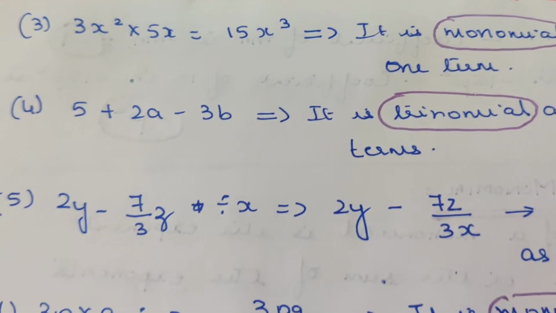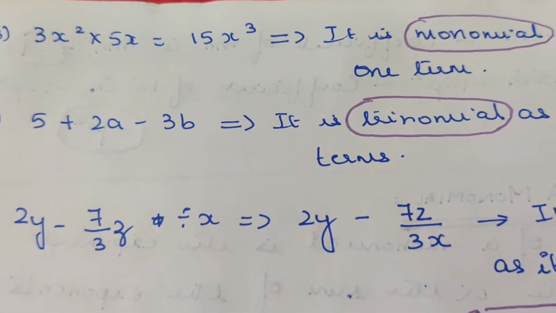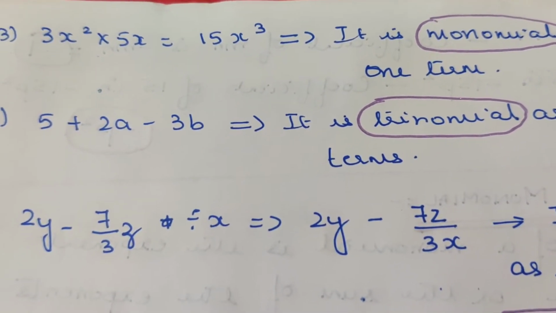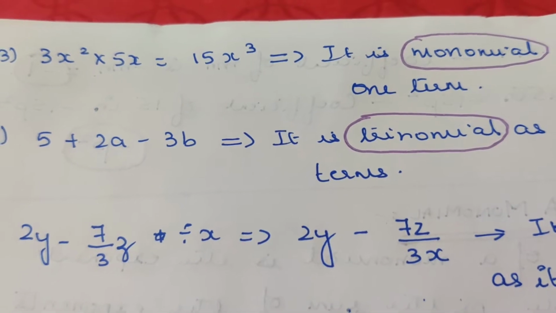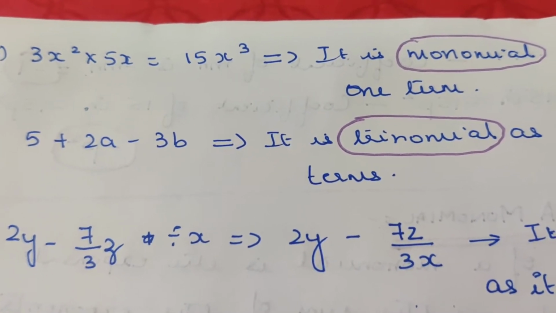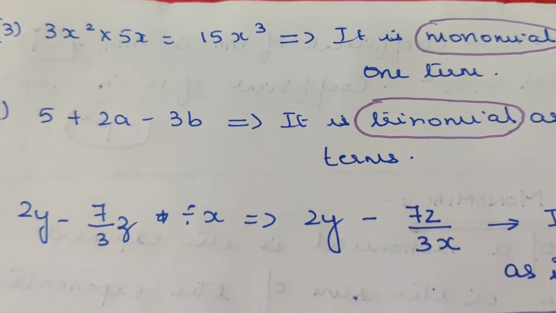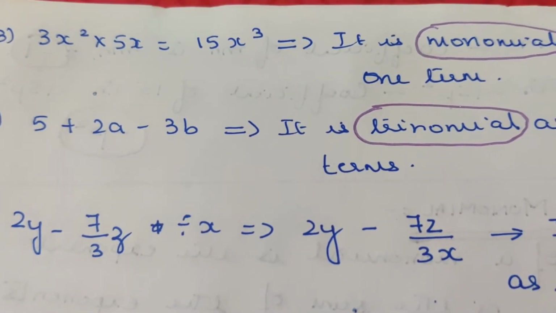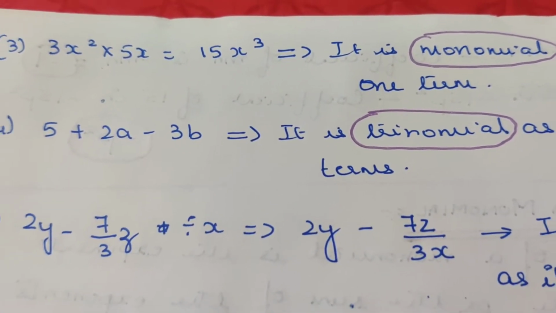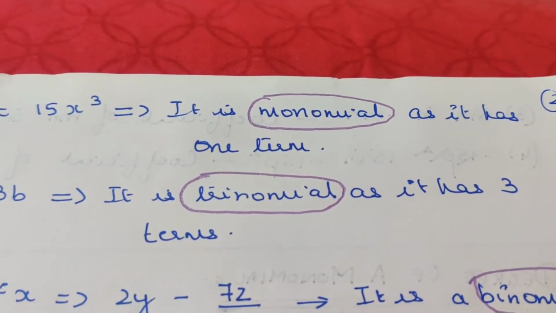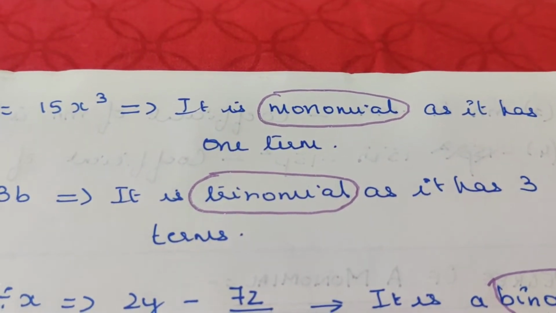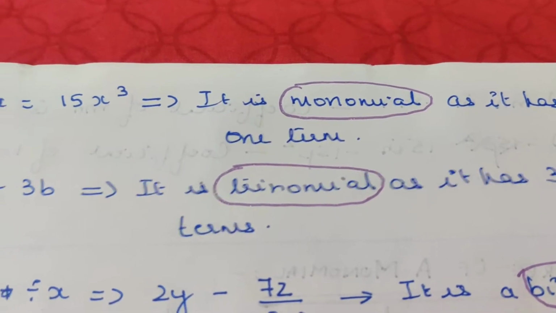Moving on to the third one, 3x square into 5x. That is nothing but 15x cube. 3 into 5 is 15. x square into x is x cube. So, if you have done the chapter on exponents, you will understand how to multiply these kinds of expressions. So this is a monomial as it has only one term. Hope this is clear.